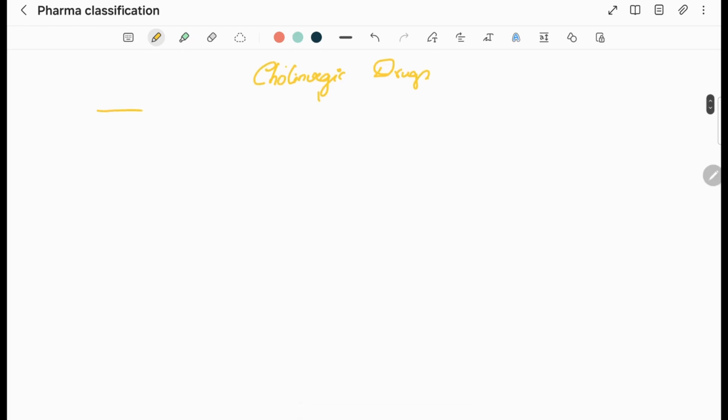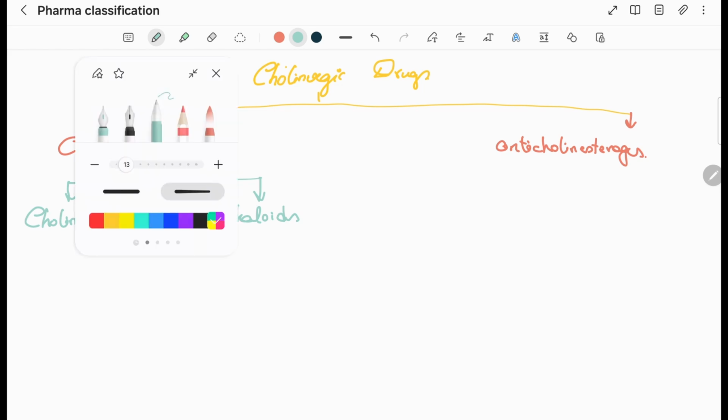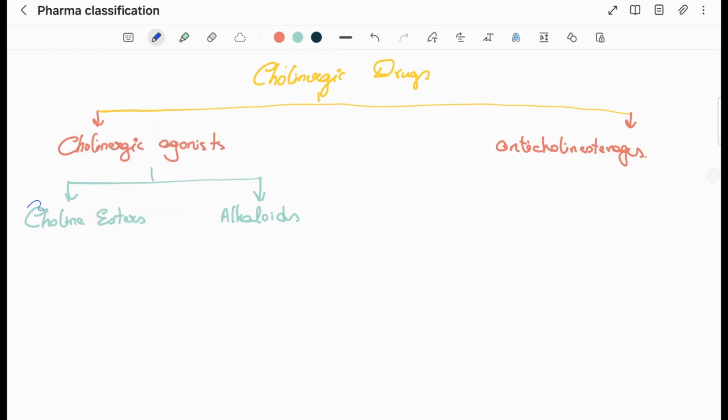So first, these cholinergic drugs are divided into two subunits depending on whether they are cholinergic agonists or anticholinesterases. And these cholinergics are further divided into two types. First one is choline esters and the second one is alkaloids. Okay, it is important to know the drugs. Choline esters. So we are going to learn in A, B, C.